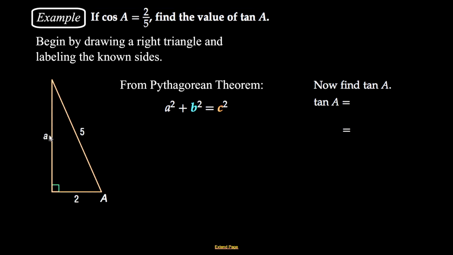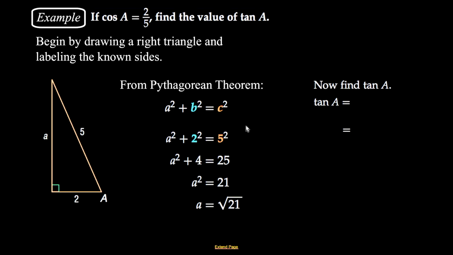side here. Well, from the Pythagorean theorem, you remember that a squared plus b squared equals c squared, where c squared is the hypotenuse. So we can substitute in what we know. We know c and we know b, and we need to calculate a. So a squared plus 2 squared equals 5 squared. 2 squared is 4, 5 squared is 25. So we can substitute those in. And then subtract 4 from both sides. We get a squared is 21. And then taking the square root of each side, we get a is equal to the square root of 21.